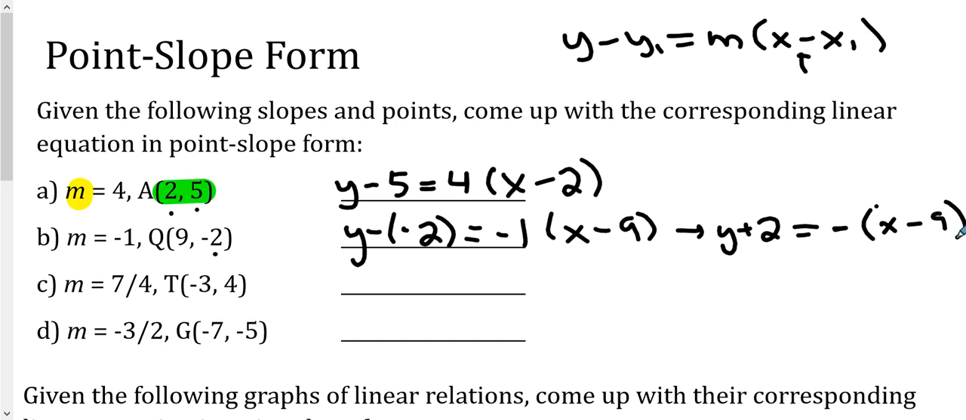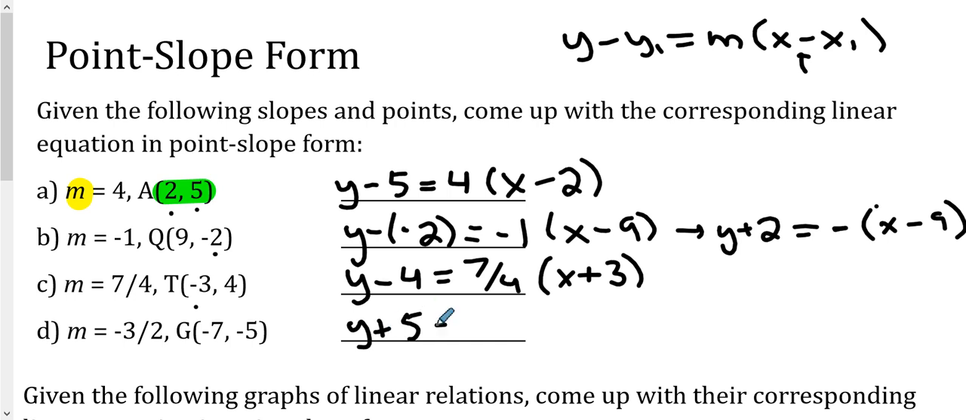Take a minute, pause, try C and D, and then come back. So we're going to get a y minus 4 equals 7/4 times x plus 3, again, because of that double negative there. Let me fix that plus. It's looking a little funny. And then for D, I'm going to get a y plus 5 equals negative 3/2 times x plus 7 because of both of those double negatives there.